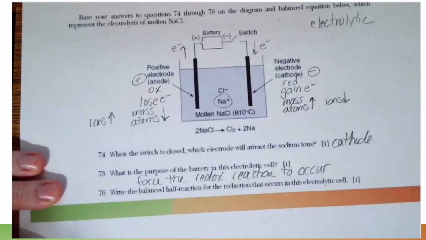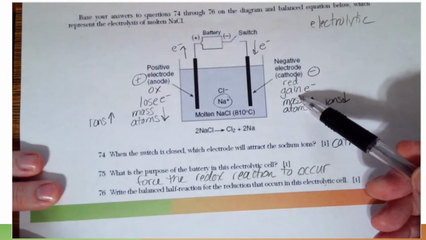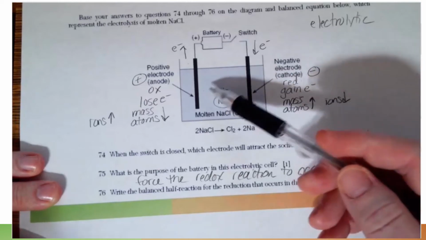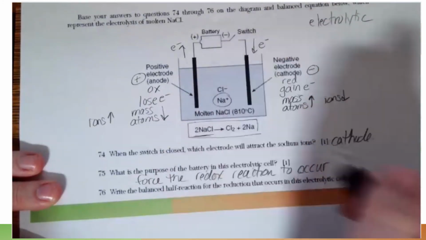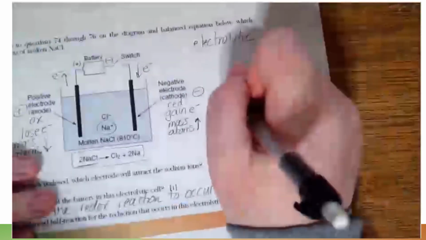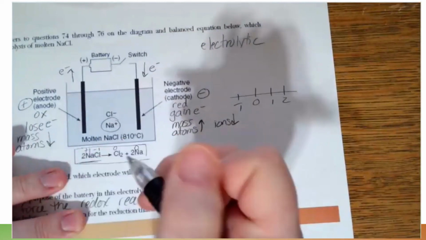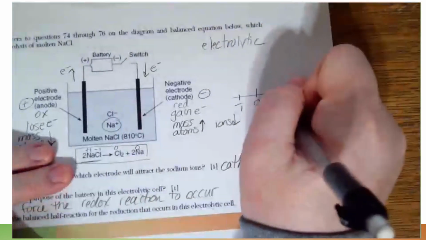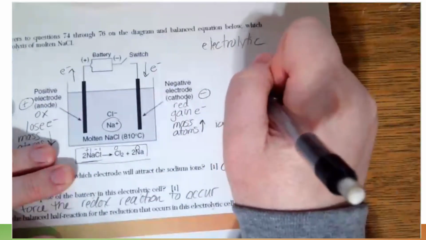And write the balanced half reaction for the reduction. Okay, so the reduction over here. Reduction is gaining electrons. All right, so we're gaining electrons. Here is the reaction. I have to start with the stuff over here and end with the stuff over here. So let's look at a number line just to be sure. So we have 0, 1, 2, -1. Okay, sodium was +1, chlorine is -1. They're both 0 on this side. So sodium went from +1 to 0, that was Na, and Cl went from -1 to 0, that was Cl.